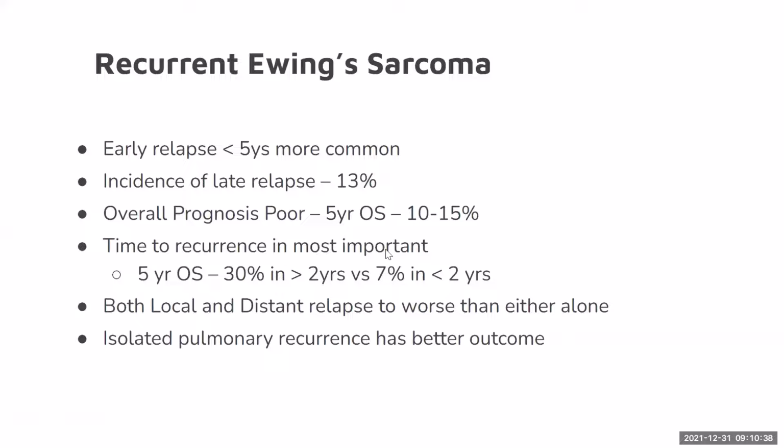Time to recurrence is the most important indicator. The 5-year OS is more than 30% if it recurs after 2 years, but less than 7% if it recurs within 2 years. Both local and distant relapse do worse than either alone, and isolated pulmonary recurrence still has a better outcome because you can use lung irradiation.